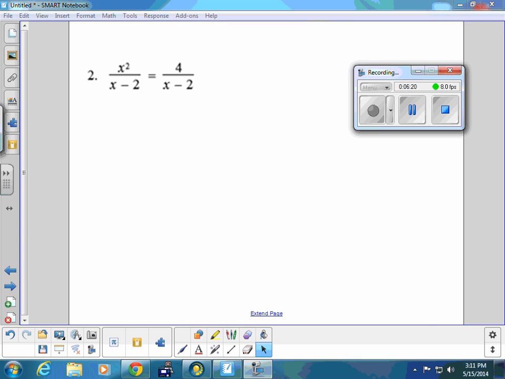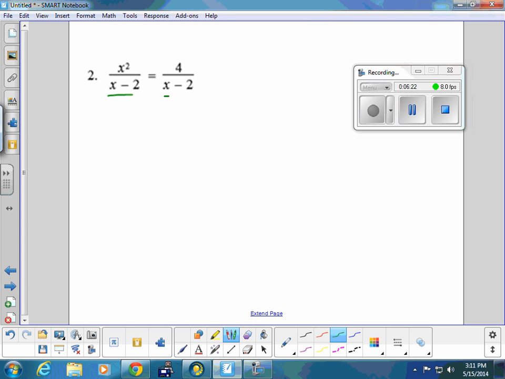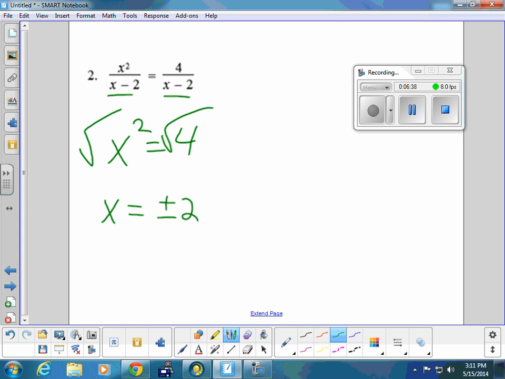Okay, this question's a little bit quicker here. We have common denominators, so we can just solve the top. Now, how do you solve x squared equals 4? You take the square root of both sides. The square root of x squared is x. The square root of 4 is plus or minus 2. So we have two things to check. We can check x equals 2 or x equals minus 2.